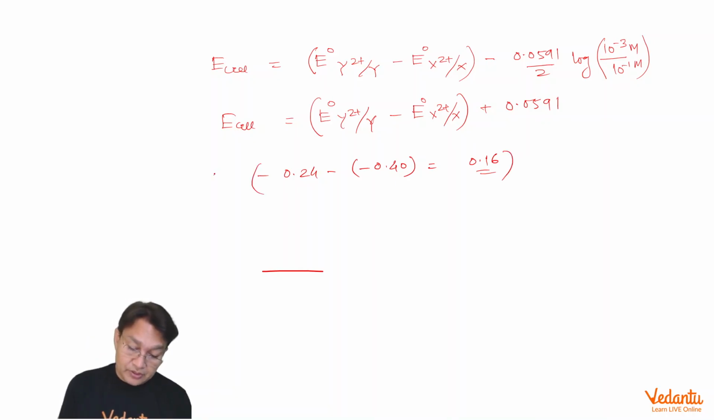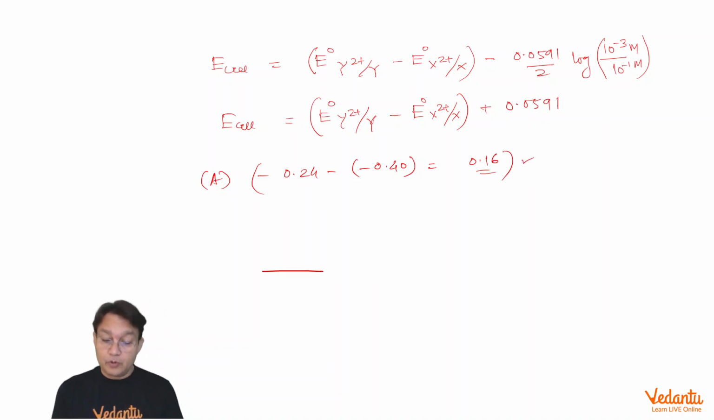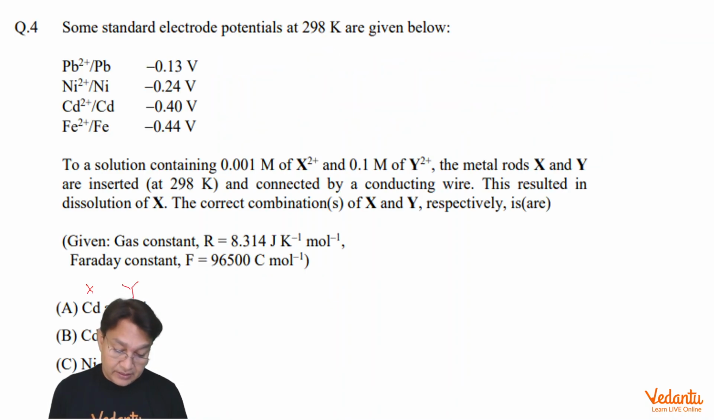So for the first option A, that is the E naught cell value, and if you add in this 0.0591, it is quite positive. The reaction is feasible. That means option A is the correct option.